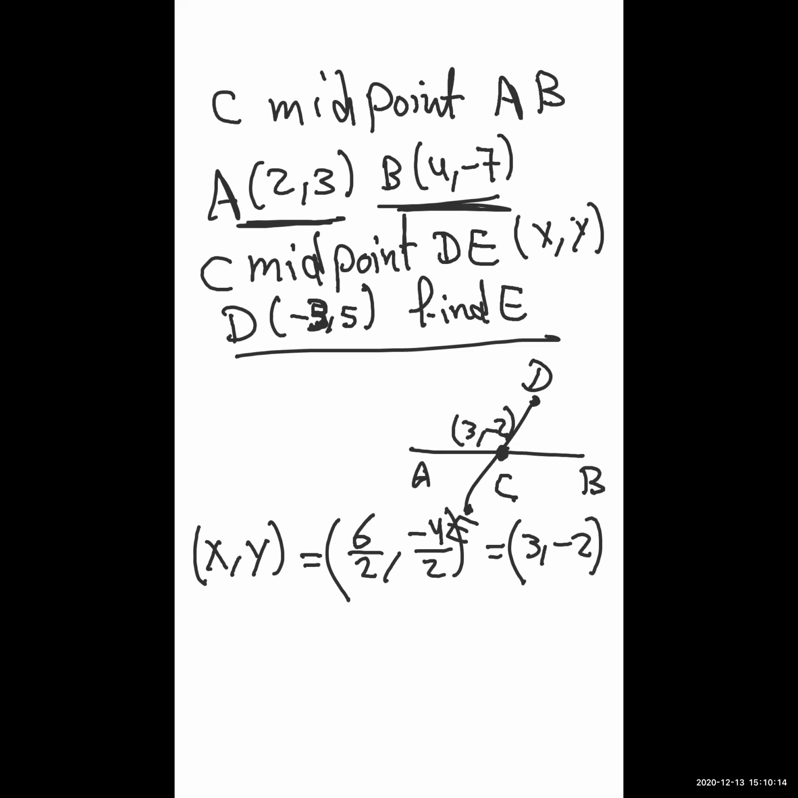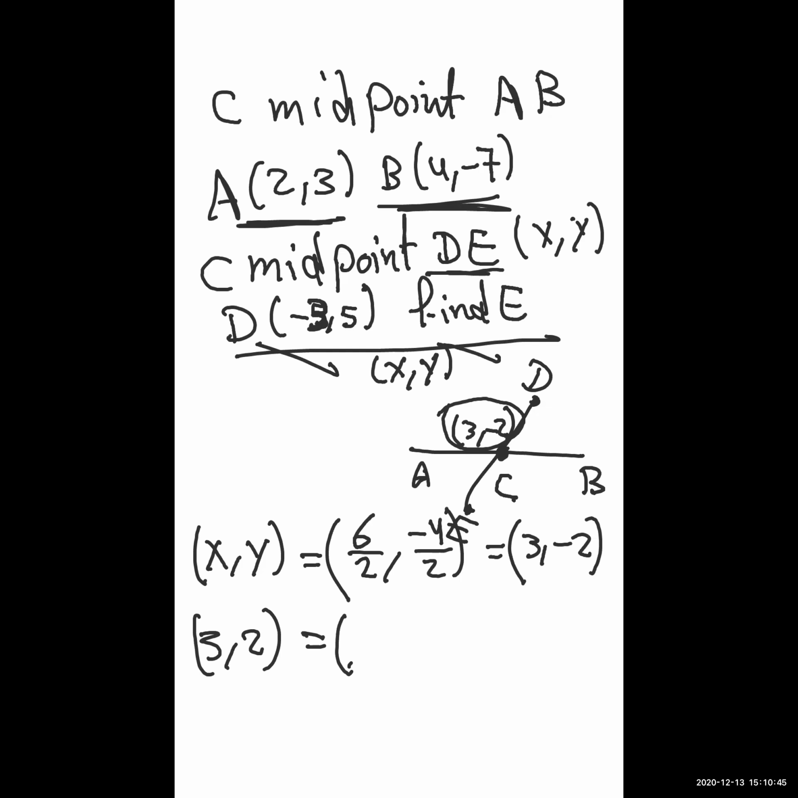This point C, guys, is actually the midpoint of DE. So this point (3, 2) is the midpoint of DE. Now we know D, so it will be DE. Also, we will consider E as X and Y, no problem. So here, the midpoint between D and E is (3, 2).